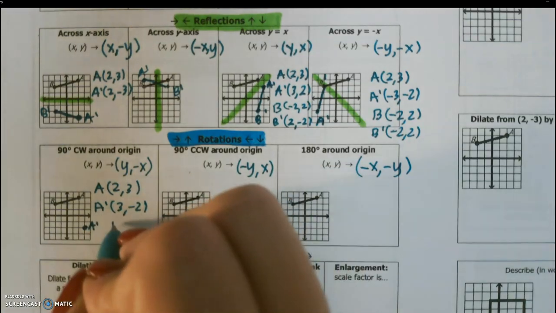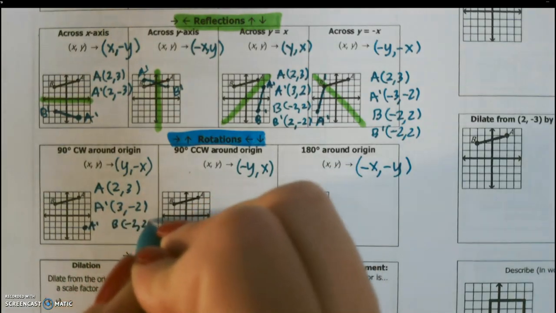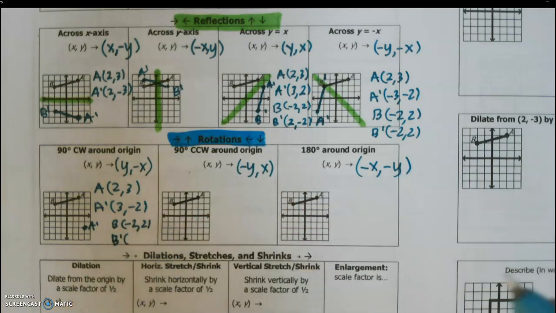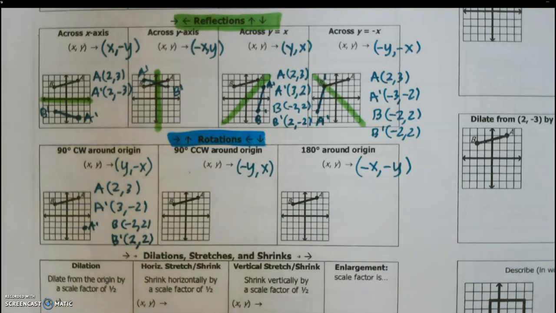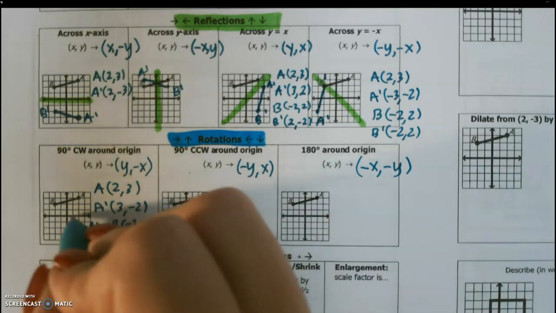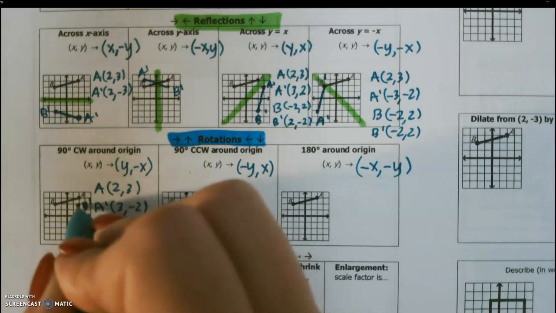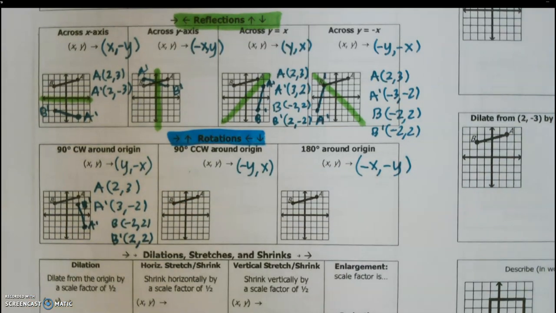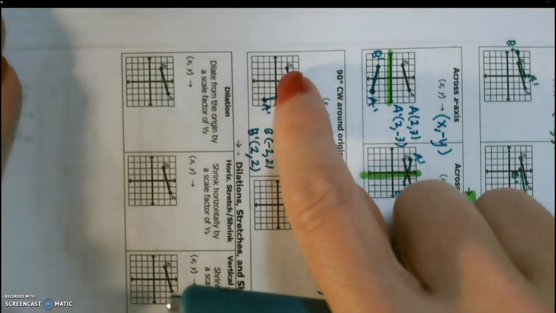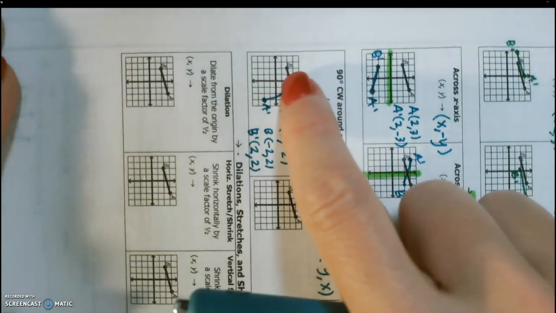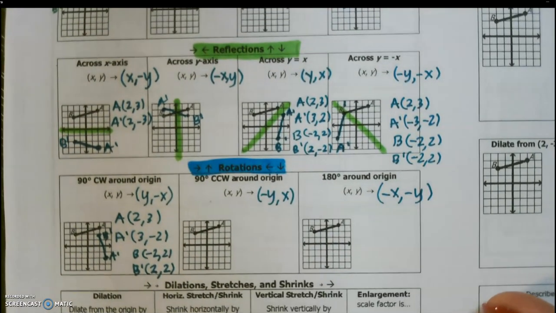Okay, B is originally at negative 2 comma 2. So B prime, if we swap, bring the Y to the front, X to the back, and change the signs, that's at 2 comma 2. So 2 comma 2. And then make your connection. Remember, 90 degrees clockwise is like turning your paper one time. So if we look at where our original AB is at, if we turn our paper exactly one time, this is now at 2 comma 2, right? And 3 comma negative 2, which is exactly what we found when we applied the rule.